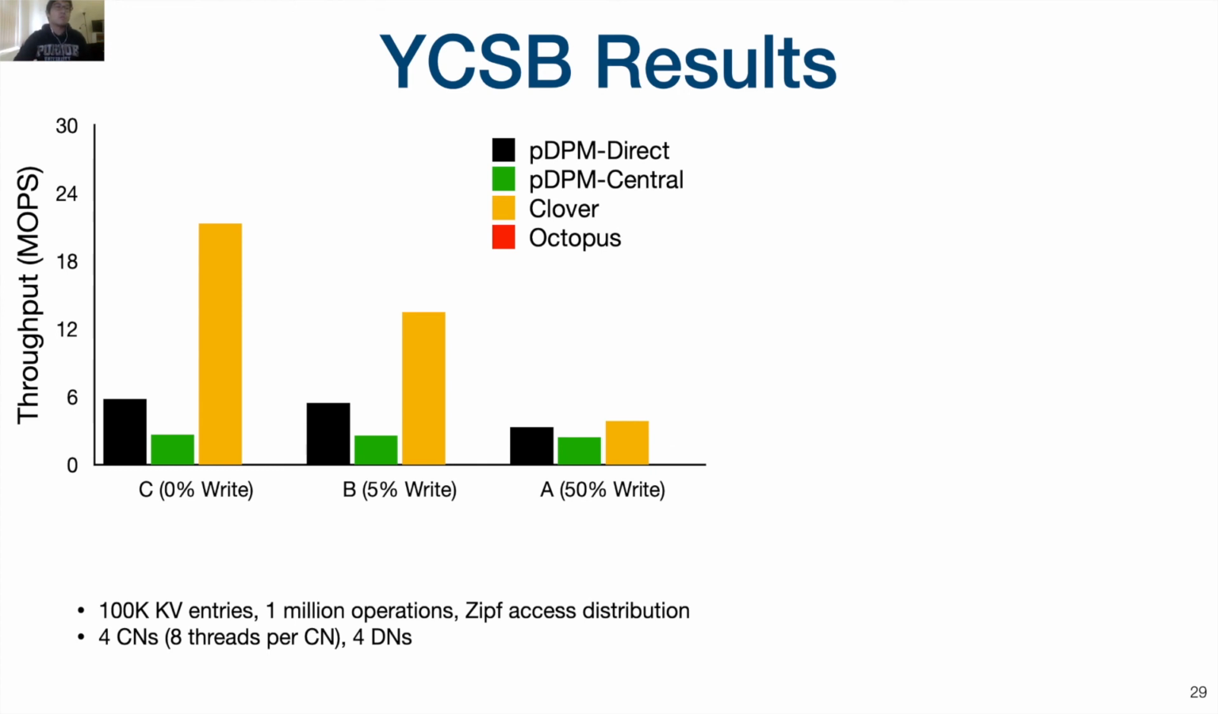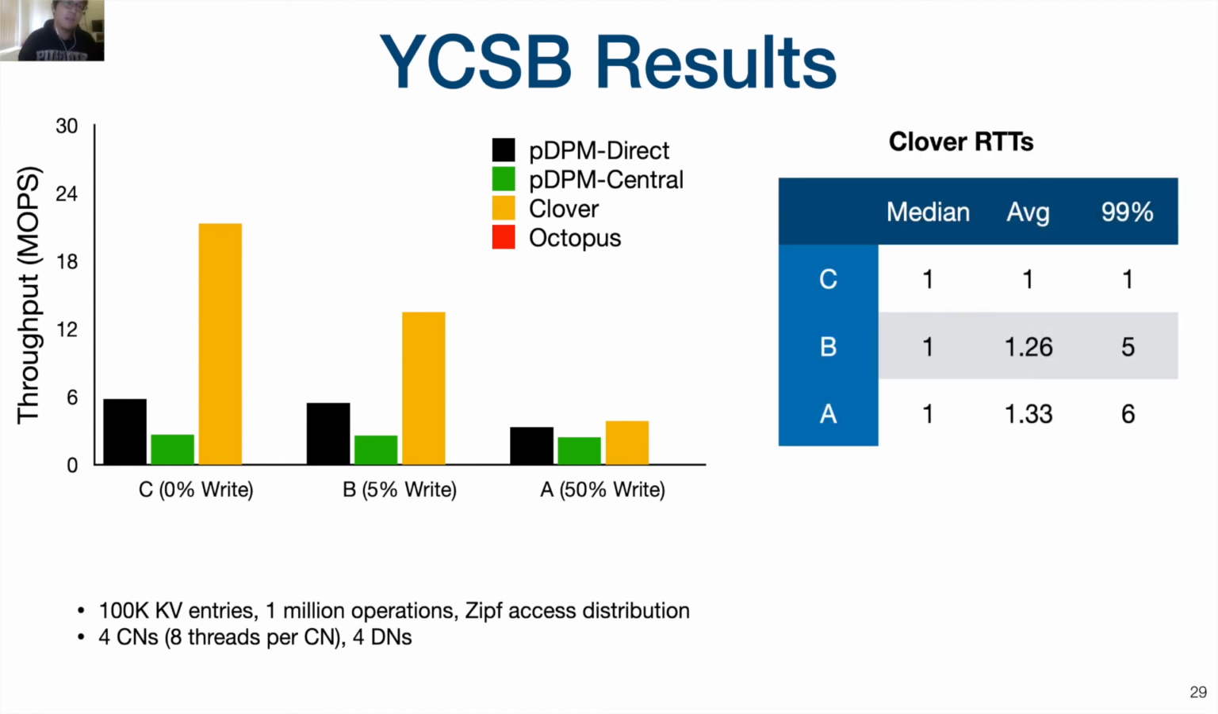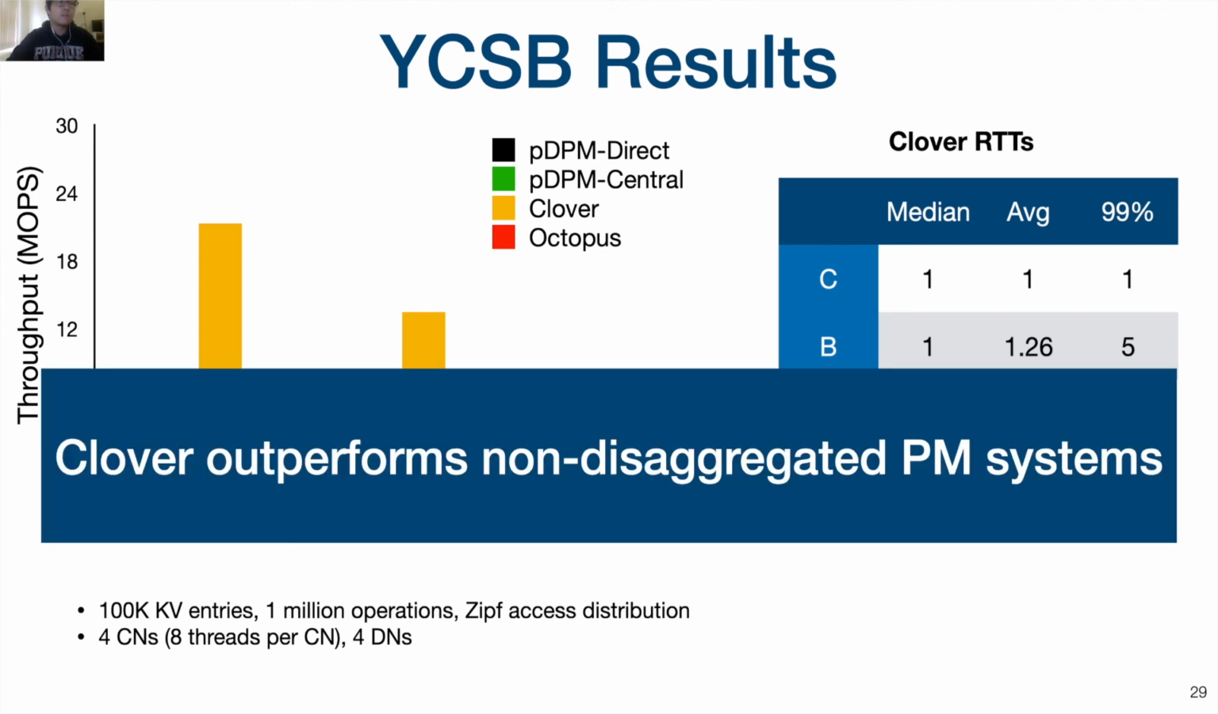The left table shows the median, average, and 99th percentile RTTs of Clover. Clover requires only 1 RTT for reads in most workloads. And even for 50% writes, Clover only incurs 6 RTTs at the 99th percentile tail, and 1 RTT at the median. Octopus has much worse performance. Another non-disaggregated system, Hotpot, has similar performance. Overall, Clover outperforms non-disaggregated PM systems.